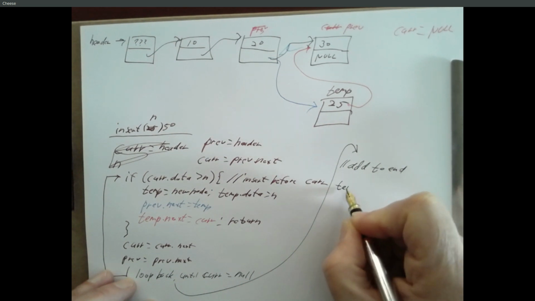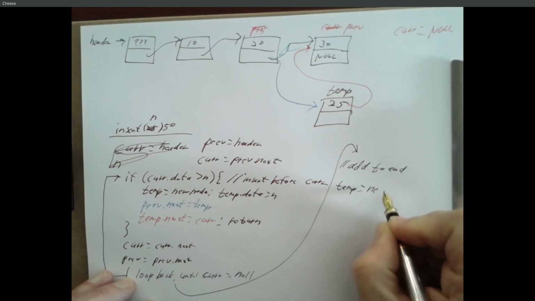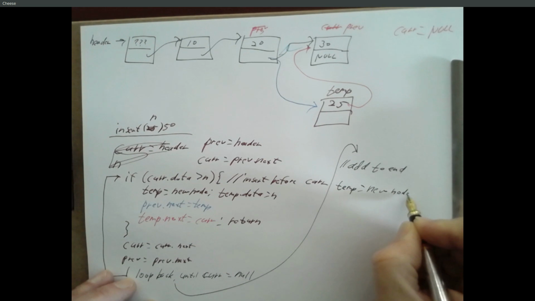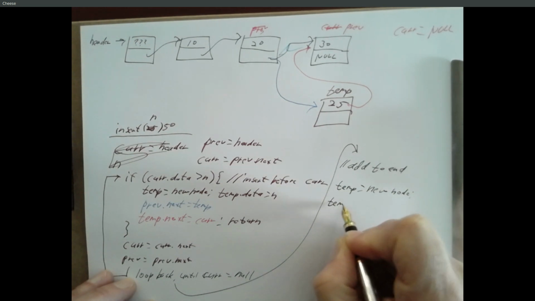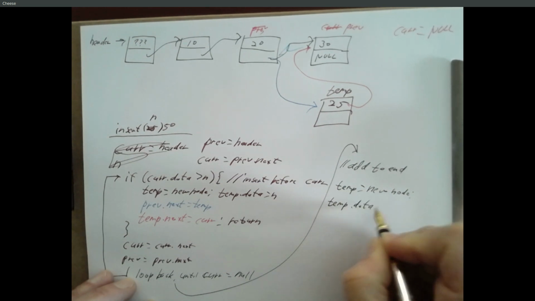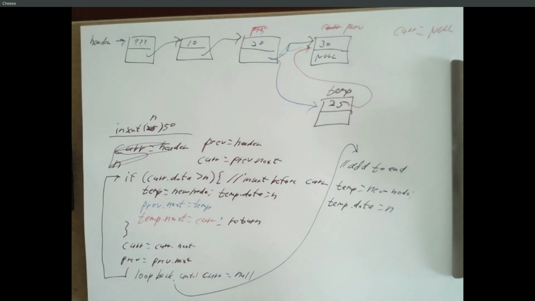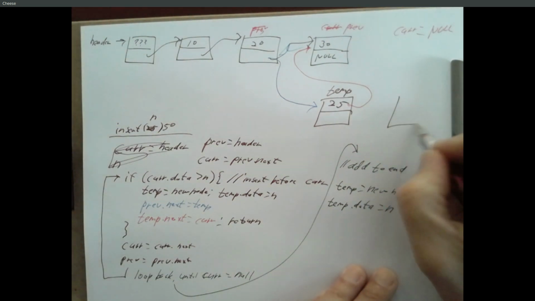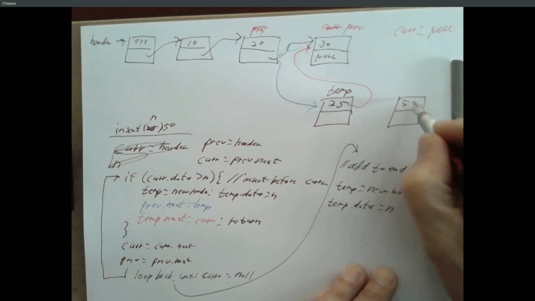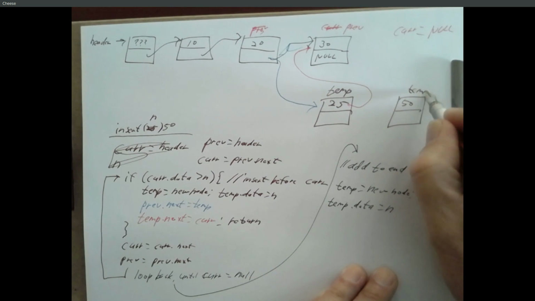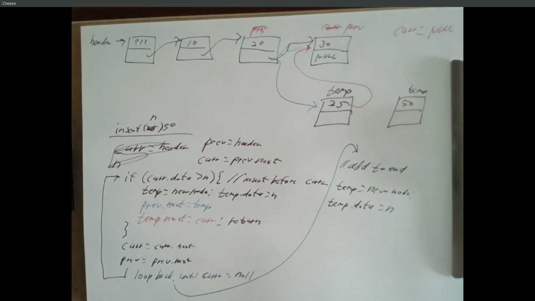So temp equals new node. Temp data equals n. So here's our new node. There's a 50, there's temp. And then one line of code. How do we get previous to point to temp?